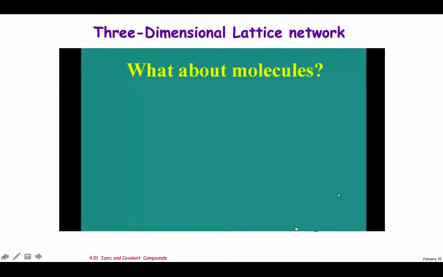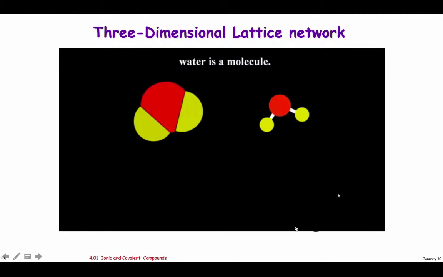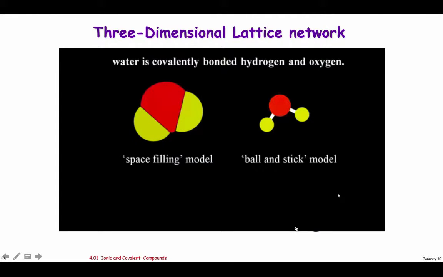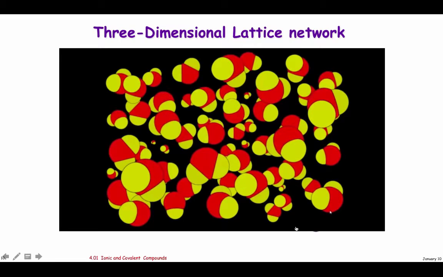So what about molecules? How are they different? Let's take a look at water. We've got the space-filling model on the left, ball and stick model on the right. It's covalently bonded hydrogen and oxygen.